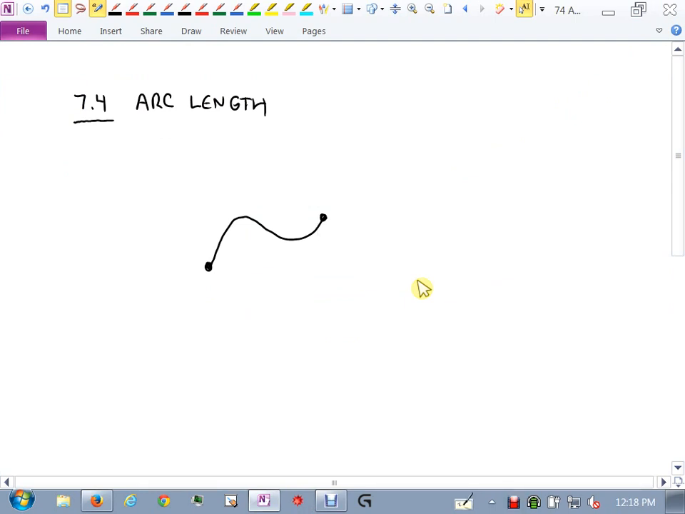So we have some curve, right? And let's say that this curve is given by y equals some function of x, so it passes the vertical line test. Now, if I take that curve off the page, and I straighten it out and lay it down and I measure it, that would be the length of that curve, which we call the arc length. So that's what we're trying to figure out.